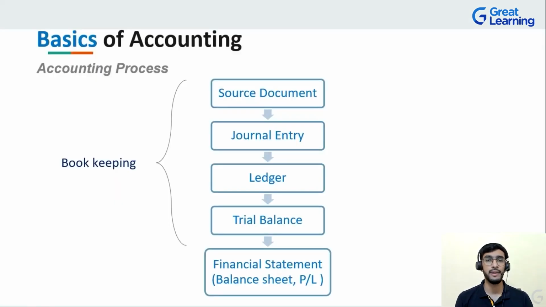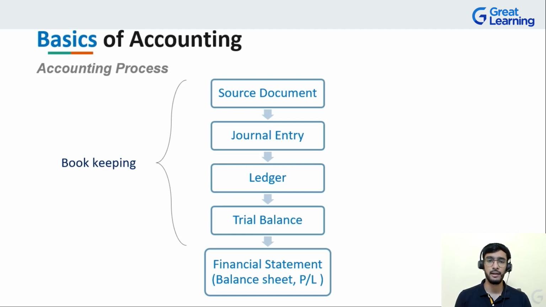Now let's talk about the accounting process. The flow of the accounting process is on your screens. First comes the source document, followed by the journal entry, ledger, trial balance, and financial statements. The first four processes are altogether known as bookkeeping.